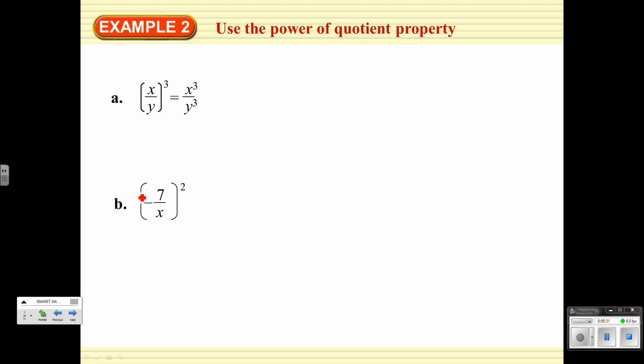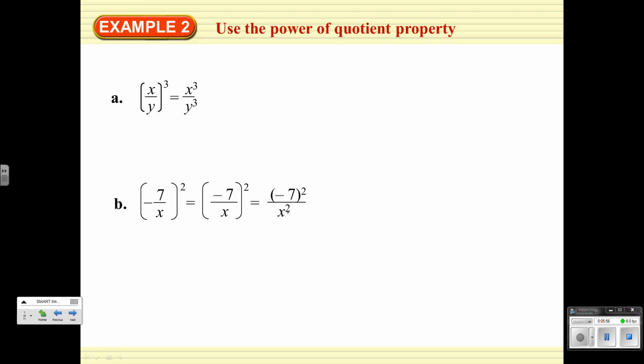Okay. All right, so in this case, we have a negative out front. And so we can put the negative with the 7 or the x, but I'm going to put it with the 7 because when I square this negative 7, it's going to become a positive number. So I'm going to go ahead and put the negative with the 7 and then distribute that square into the numerator right here and the denominator.